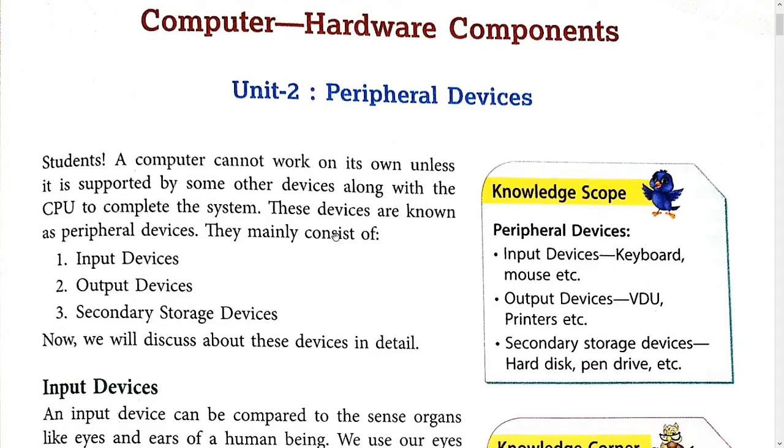So as you know, a computer cannot work on its own unless it is supported by some other devices along with the CPU to complete the system. So these peripheral devices are required to work for a computer. They mainly consist of input devices, output devices, secondary storage devices. Now we will discuss these devices in detail.